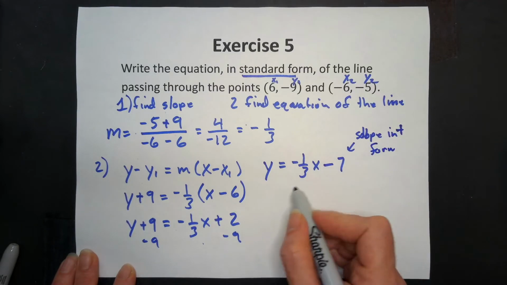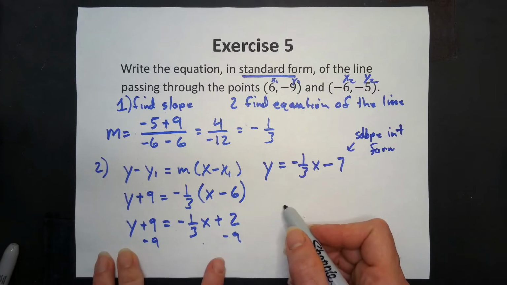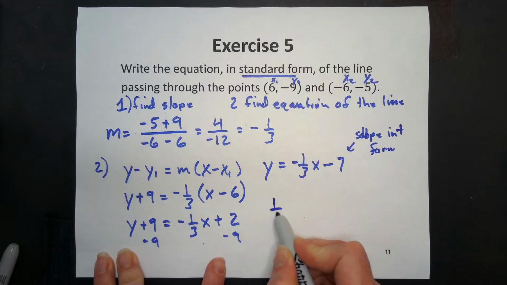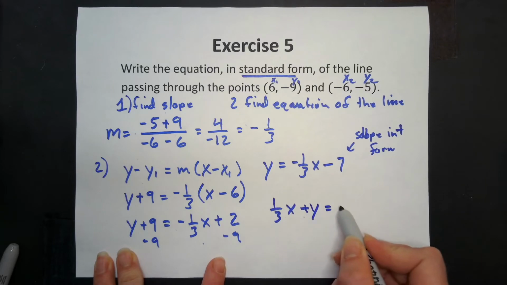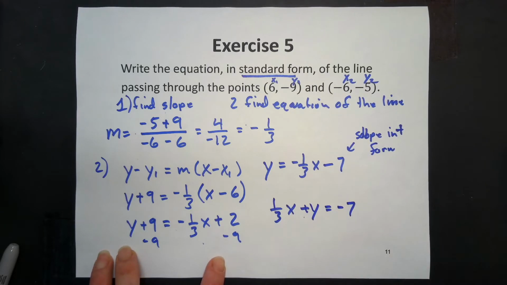And now I want to put it in standard form, so I want the x on the other side. So this is going to be 1/3 x plus y minus 7. Now, you may get it wrong for other reasons. It should take this answer, but let's say you made that -7 a positive or something.